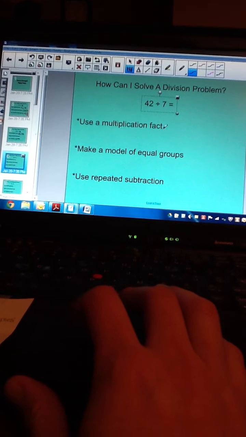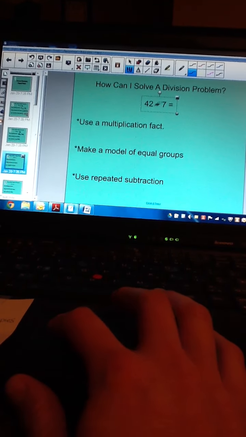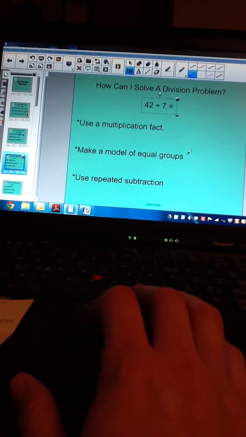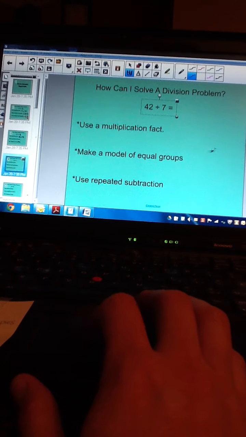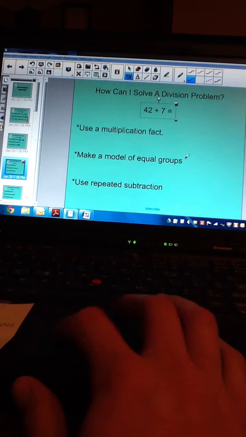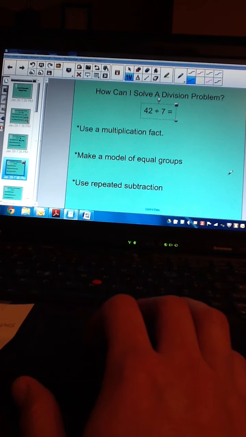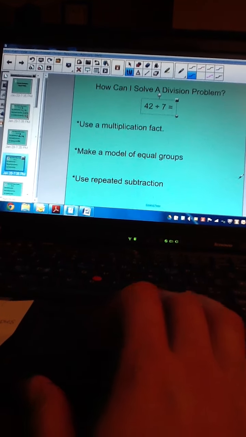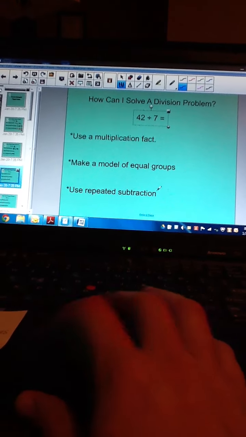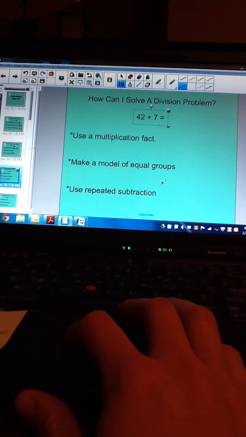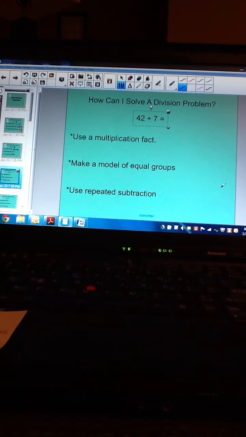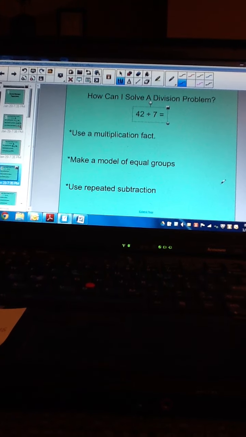Remember, if you use a multiplication fact, you think 7 times what will get you 42. You do the opposite. If you make a model, then you do 7 dots or 7 X's in each row, and then you keep making rows of 7 until you get to 42. Then you go back and you count how many rows you have to get your answer. Or you could use repeated subtraction, where you do 42 and you subtract 7 until you get down to 0. Pause the video and see if you can figure out that one.